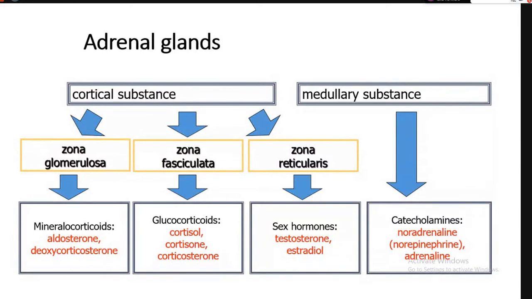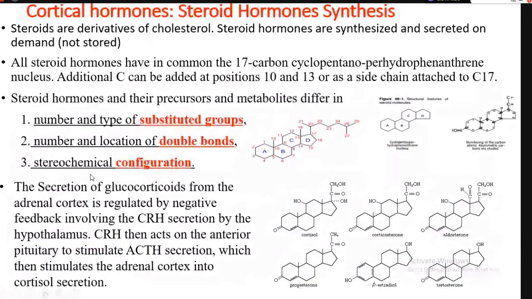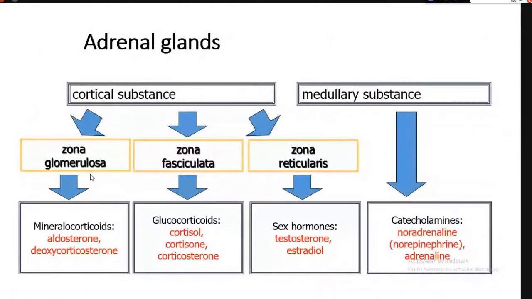So in the adrenal glands, there is the cortical substance: zona glomerulosa, zona fasciculata, zona reticularis. This is a very simple diagram, but very important. It gives a very important message for you. Very simple diagram. So zona glomerulosa, it secretes. All of you know this diagram.